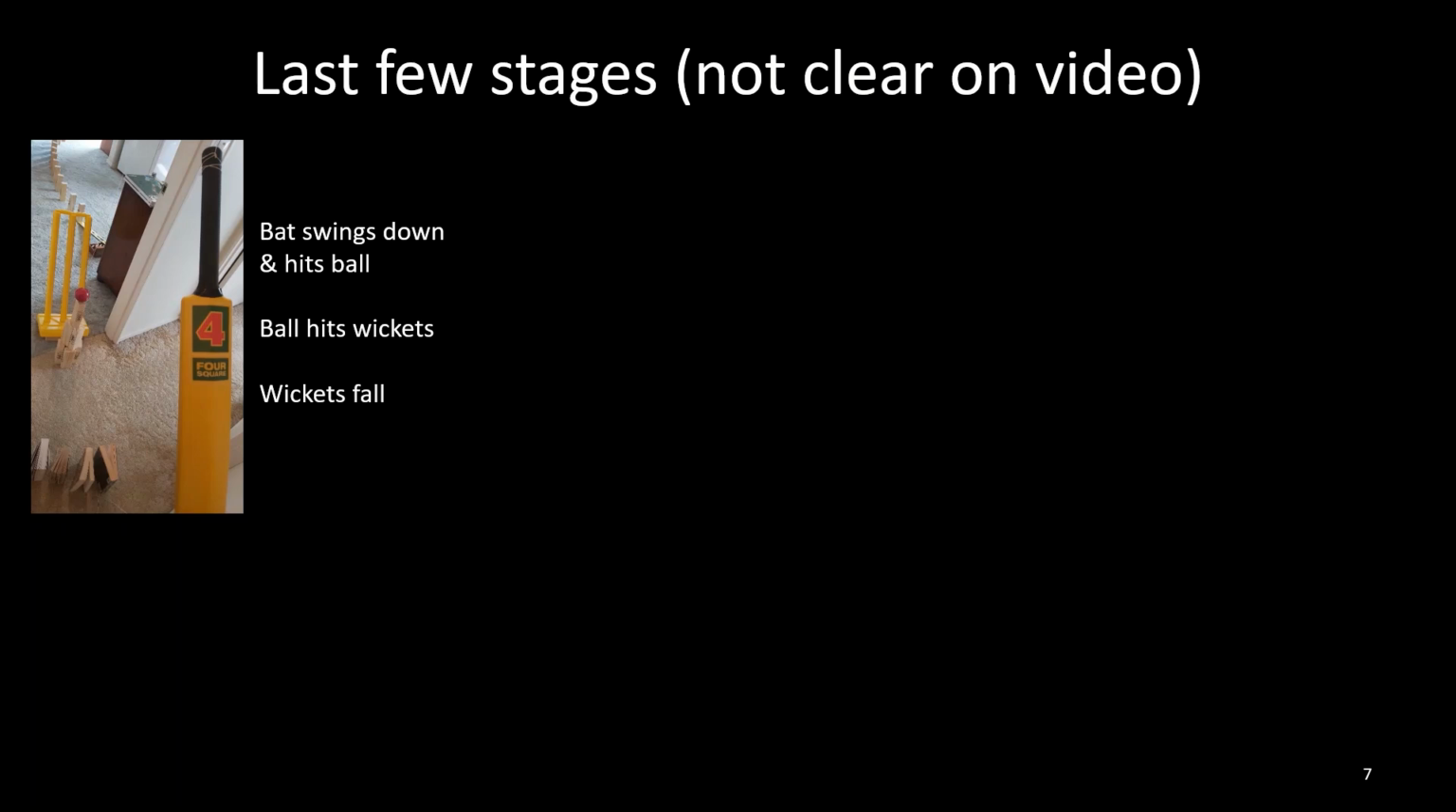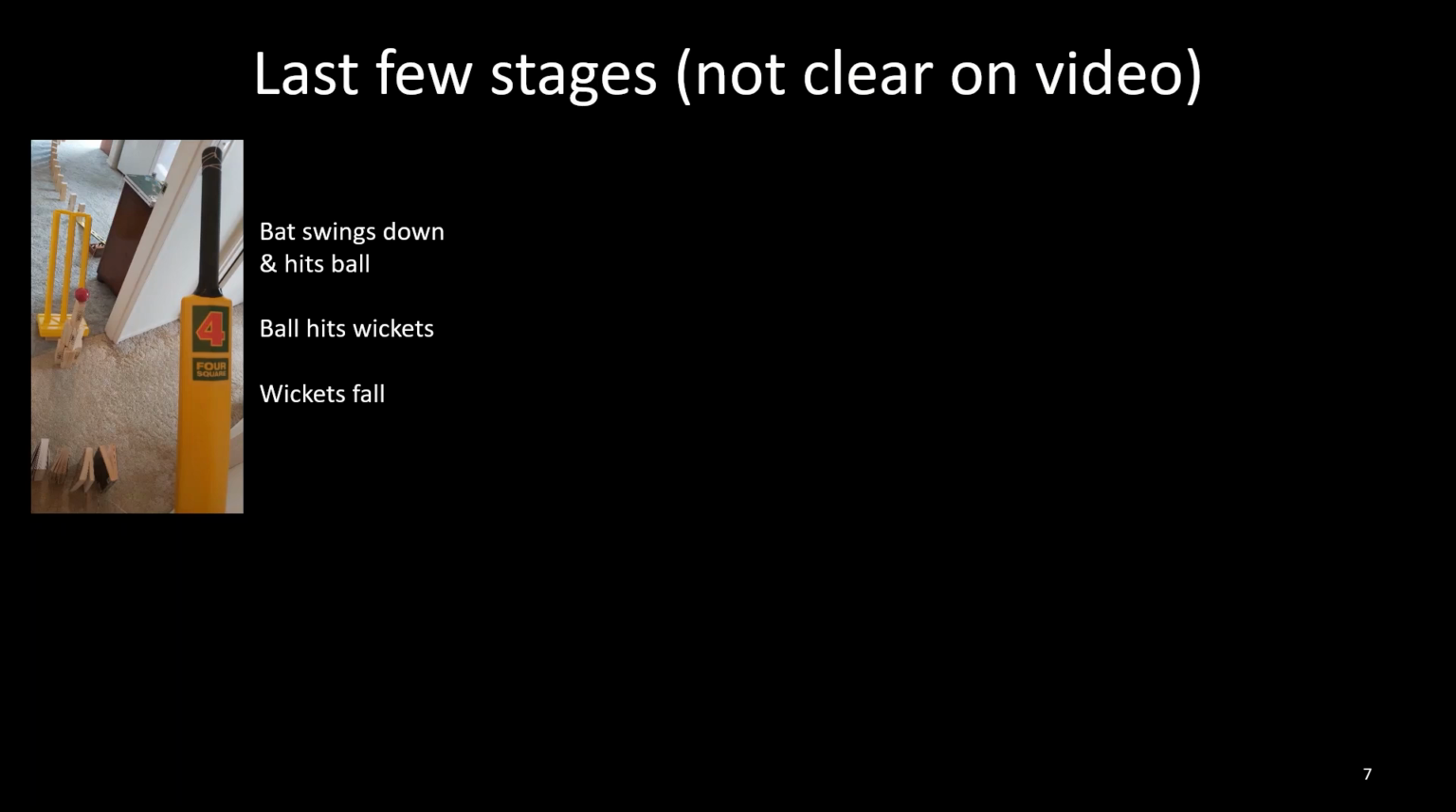Okay, just to make a few of those last stages clear, because they weren't too clear in the video, because they happened quite quickly and I couldn't follow it fast enough. At the very end there's a cricket bat that swings down and hits a ball, which you didn't actually see in the video. The ball hits the wickets and the wickets fall over.